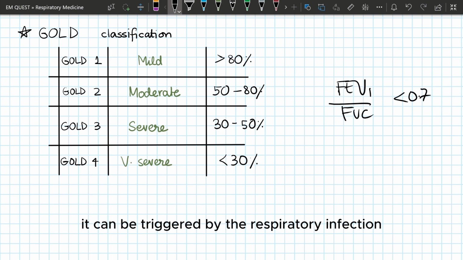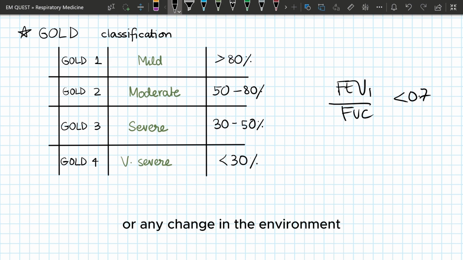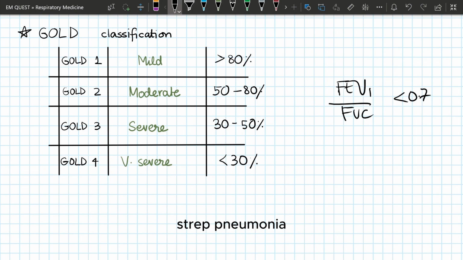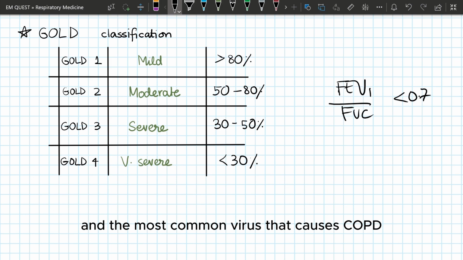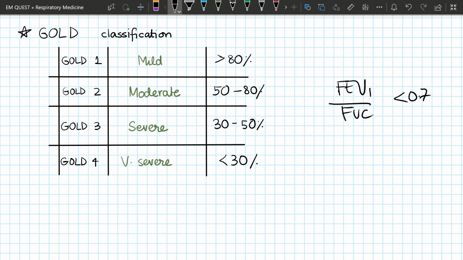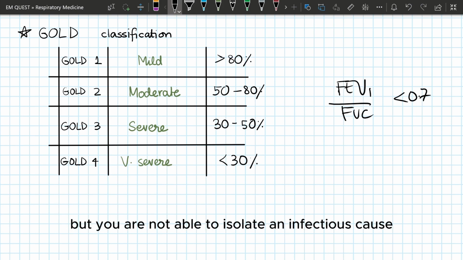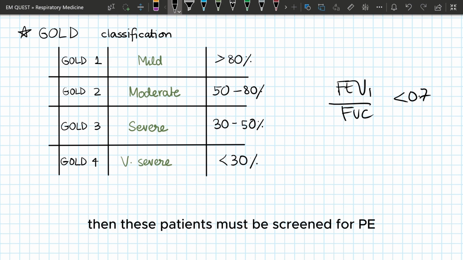It can be triggered by respiratory infection or any change in the environment, particulate matter or pollutants, or sometimes even temperature. Most common bacterial causes are the same as those that cause otitis media, so Haemophilus influenzae, Streptococcus pneumoniae, and Moraxella catarrhalis. And the most common virus that causes COPD exacerbation is rhinovirus. Normally, if a patient presents with COPD exacerbation but you are not able to isolate an infectious cause or a clear exposure, then these patients must be screened for PE.